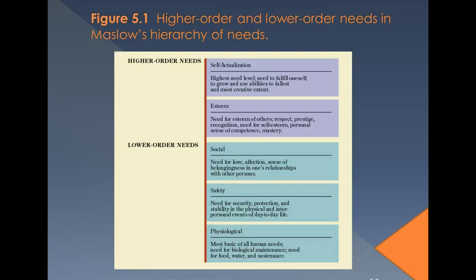Okay, then that's going to evolve into social. So after safety is met, then you're going to start looking for love and affection and belonging and relationships to other people. So once these lower needs are met and you have your social network and you feel safe and you have your basic needs, then you start looking for esteem. You want respect, prestige, recognition from your peers, from other people.